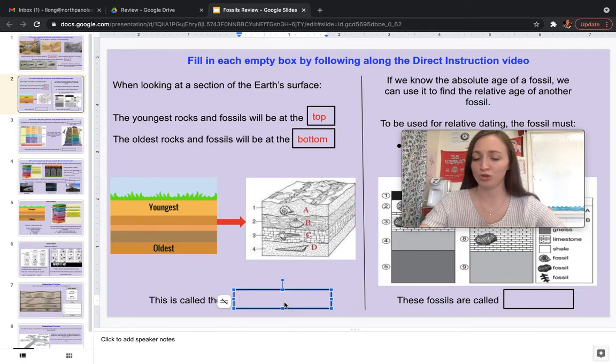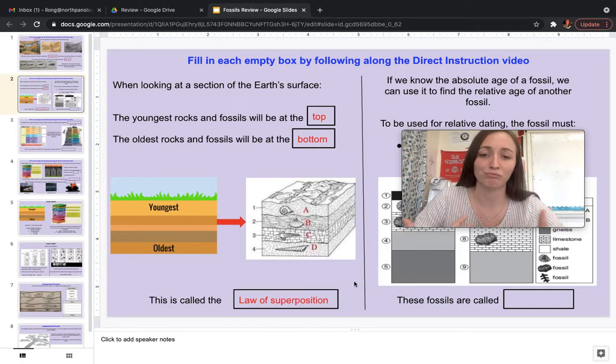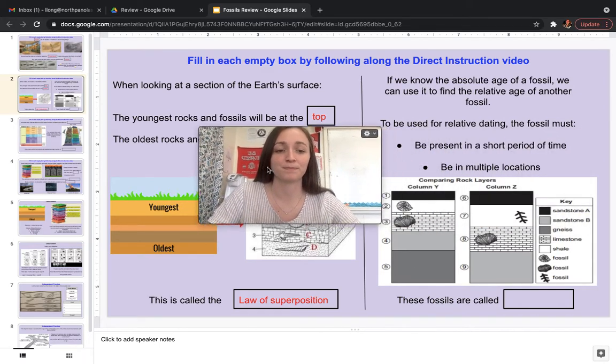The fancy term we use to call this whole ordeal is the law of superposition. Just in case you see a test question where they say, based on the law of superposition, they're just asking which is the oldest, which is the youngest, all that. So that is the law of superposition.